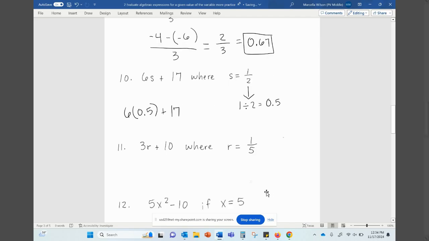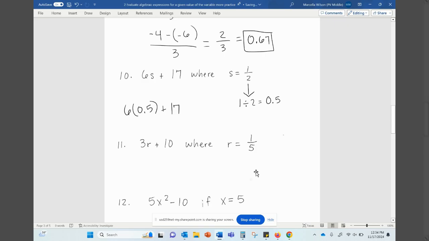11 looks just like 10. So turn your fraction into a decimal and then plug it into the expression.